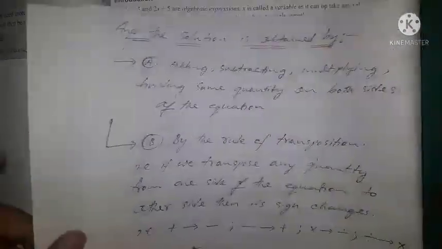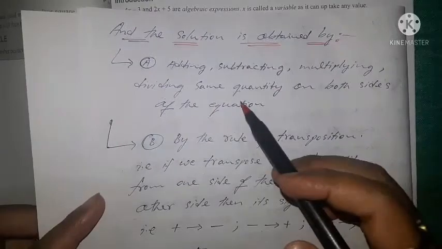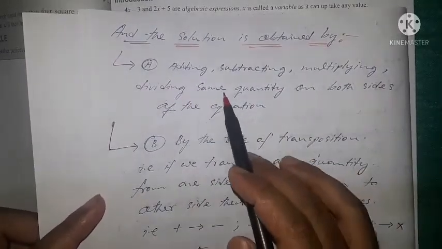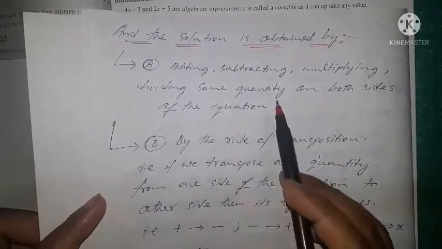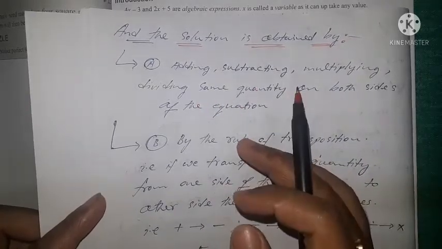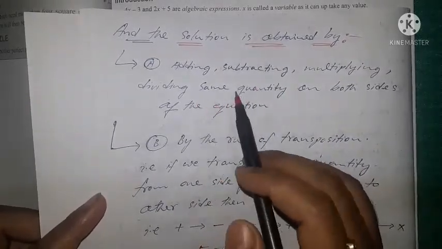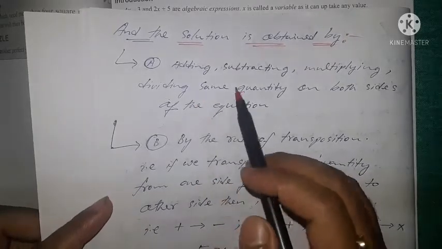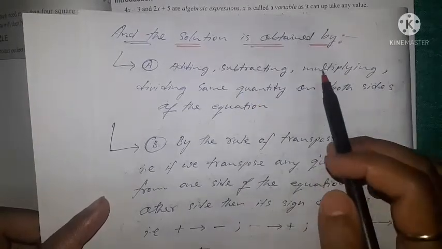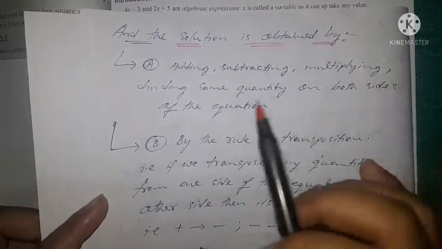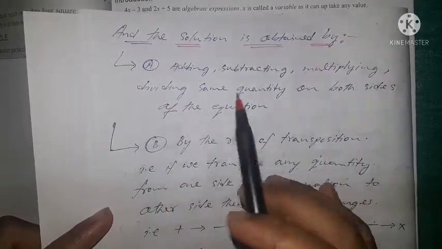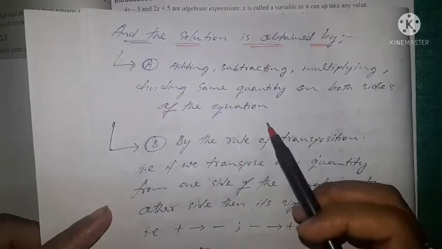Then the solution is obtained, and this we already learned in the lower class, by adding, subtracting, multiplying or dividing the same quantity on both sides of the equation. When we add some quantity, we have to add the same quantity on both sides. Similarly, when we subtract, we subtract the same quantity from both sides. When we multiply, we multiply the same quantity on both sides. When we divide, we divide by the same quantity on both sides of the equation.